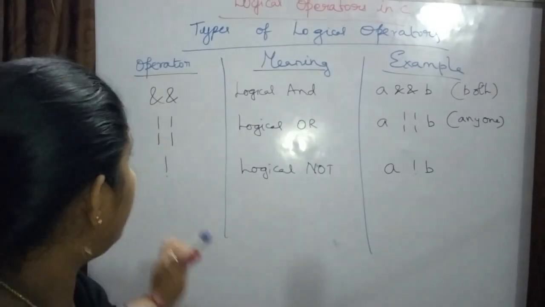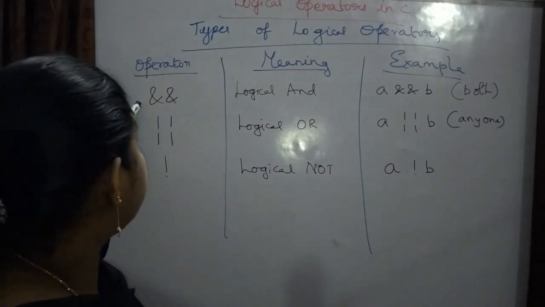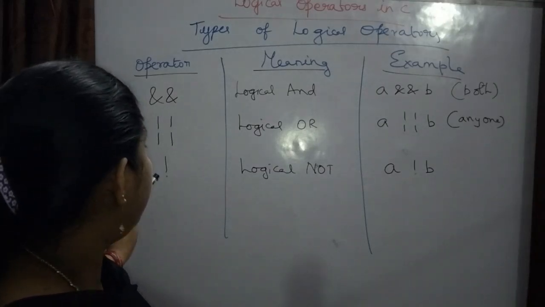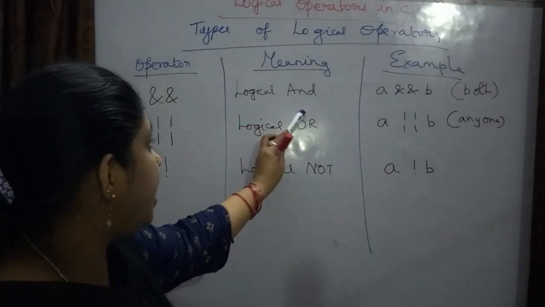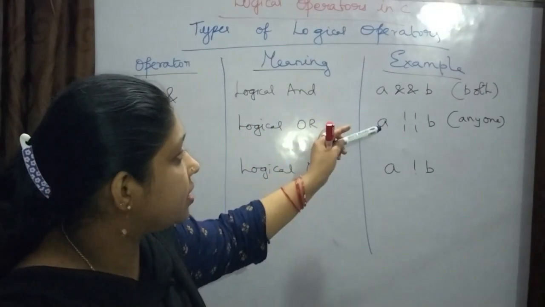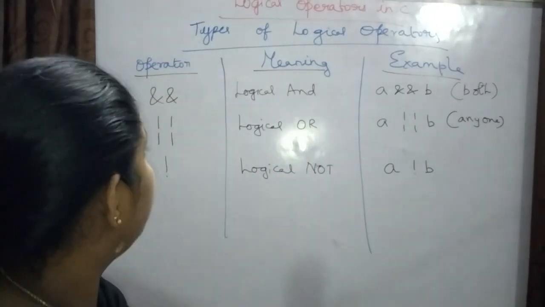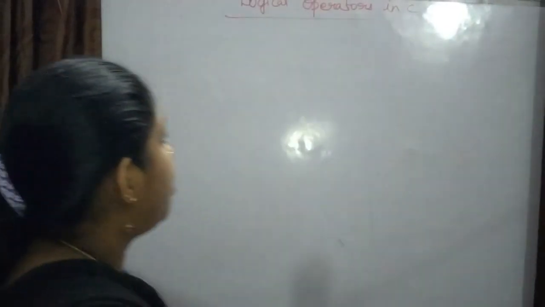So now you understood about this. There are 3 logical operators: ampersand, or, and not. Ampersand means logical AND, then logical OR, and logical NOT. These are the examples I have written using constants. Let us now discuss the truth table for the logical AND operator.